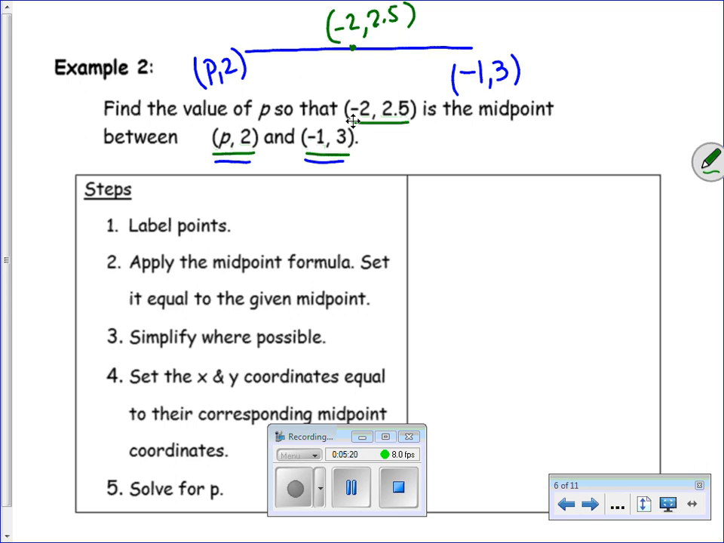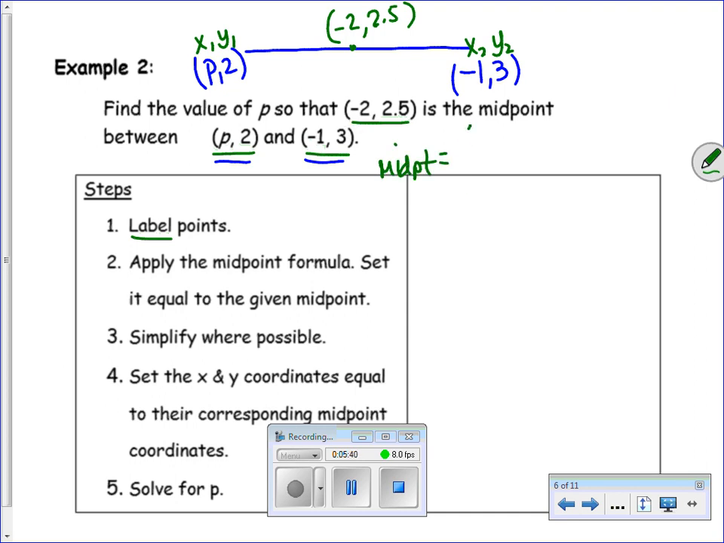So in this problem, they're already giving me the midpoint. So again, I want to label my points. I know this is my x sub 1, y sub 1, because it's the first point. And this is my x sub 2, y sub 2, because it's the second point. And again, I write my formula.